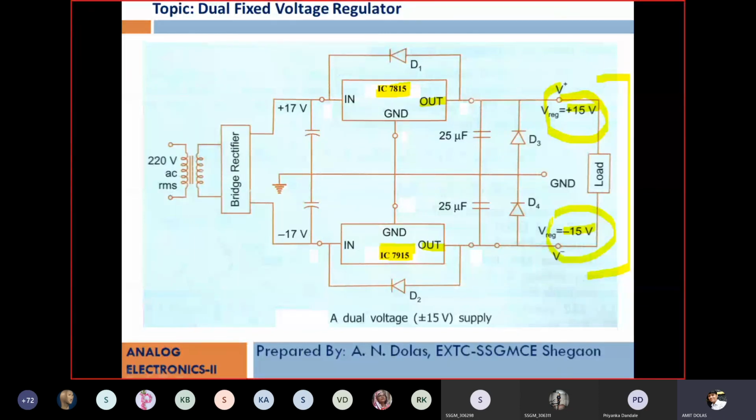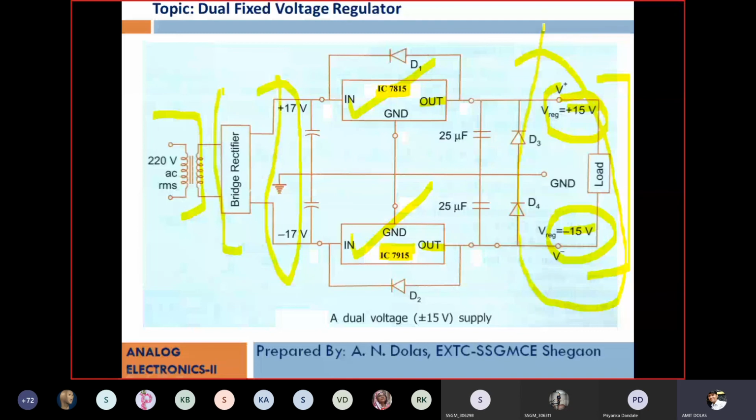Again, there is no formula for the output voltage. The IC itself decides what the output voltage will be. If you want to design it for plus minus 5 volt, then the IC number will be 7805 as the upper IC and 7905 as the lower IC. You can see this is the transformer. Then rectifier, and after the rectifier there is an unregulated power supply here, which is of course greater than the rated value, plus minus 17 volt is given, and this is the regulated power supply, and in the middle is the IC regulator.